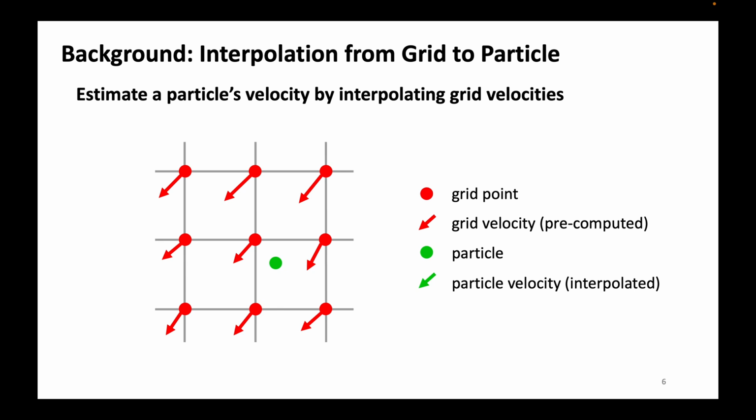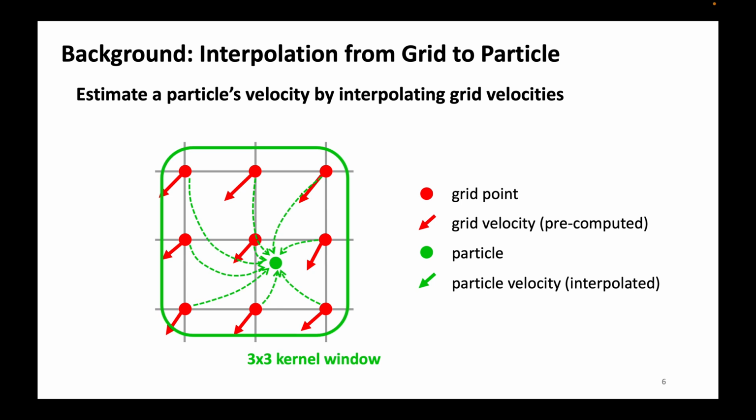In the domain switching phase from grid to particle, MPM performs an interpolation of velocity. And this interpolation is our main interest. Here, grid point velocities are pre-computed by solving a governing equation, and then interpolated to the particle velocity. The referenced grid points are limited to the 3x3 grid velocities to make the simulation fast.